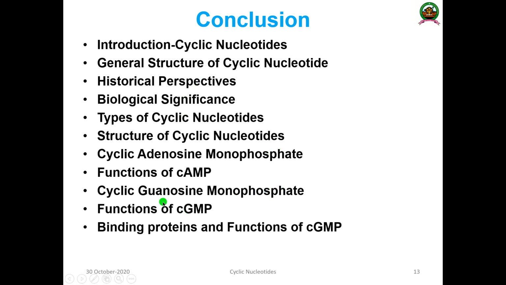With this we have come to an end of this particular topic, dear students. Once again we can glance through the main topics studied in this class. We have discussed cyclic nucleotides in general introduction, the general structure, the historical perspectives, the biological significance, the types and the structure of cyclic nucleotides. The next was cyclic adenosine monophosphate and its functions, then cyclic guanosine monophosphate, its functions, and the binding proteins and functions.